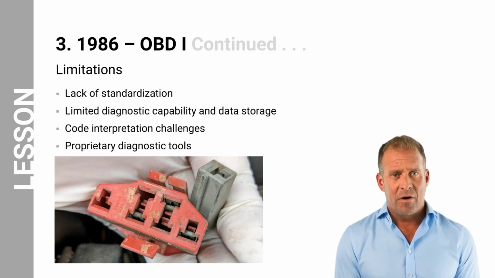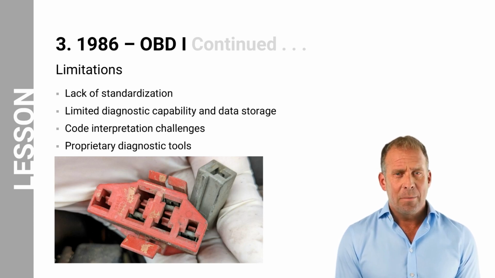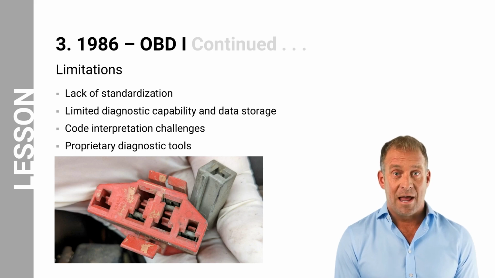Despite being the first generation of OBD systems, OBD1 had several limitations. The lack of standardization was a major hurdle, as each vehicle manufacturer had their own unique system design, making it difficult for technicians to diagnose and repair vehicles from different brands. OBD1 systems also had limited diagnostic capability and data storage capacity. They were primarily focused on monitoring emissions-related components and lacked the comprehensive monitoring and advanced sensors found in later generations.